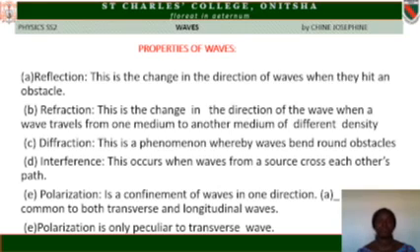Diffraction. Diffraction is a phenomenon whereby waves bend round obstacles. Interference. Interference occurs when 2 waves from a source cross each other's path. Polarization. Polarization is a confinement of waves in one direction. Reflection, refraction, diffraction, interference occur both in transverse wave and longitudinal wave, while polarization occurs only in transverse wave.